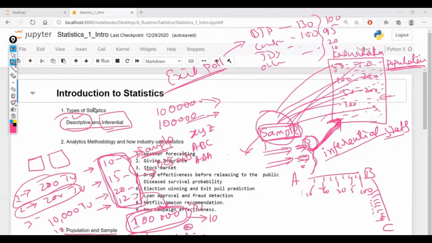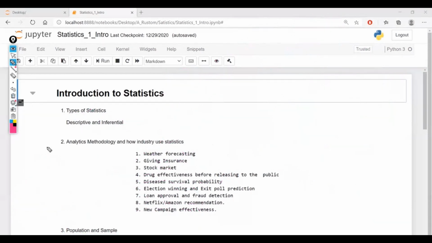That is nothing but descriptive statistics. And after describing, I'm going to infer about the entire population. That process is basically inferential statistics. All right, so that is the idea behind descriptive and inferential statistics, population and sample. Hope things are clear here.